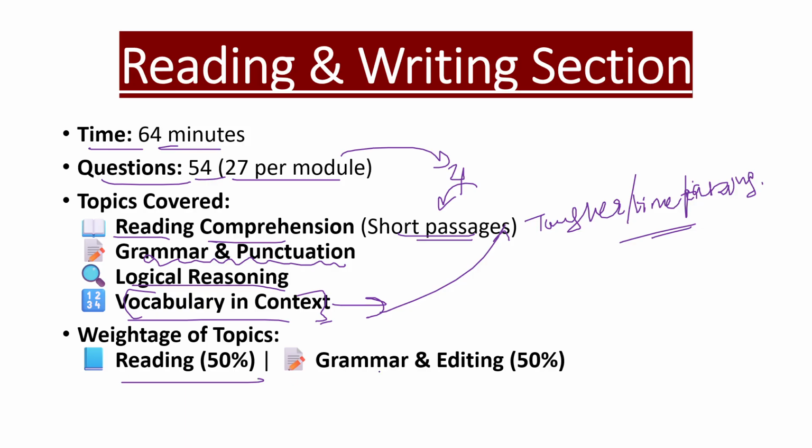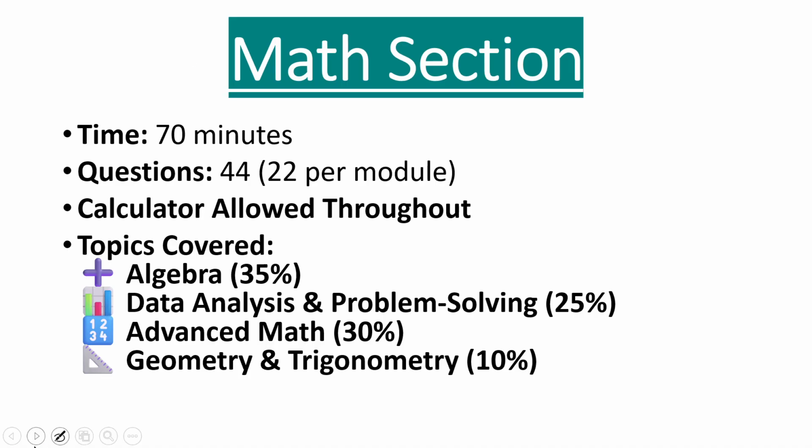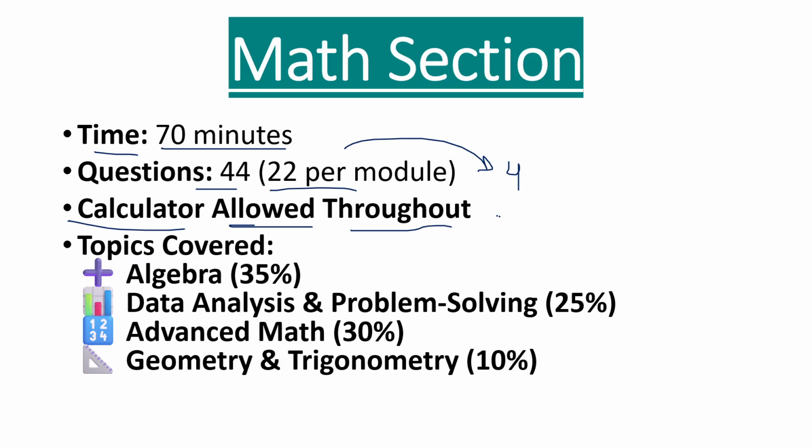So 50% is the reading and grammar and editing is also 50%. Moving on to the SAT mathematics section. The mathematics section has 70 minutes, 44 questions, 22 per module, and out of these 22, 4 are pre-test. Calculator allowed throughout. I told you in the starting only, the Desmos calculator is allowed.